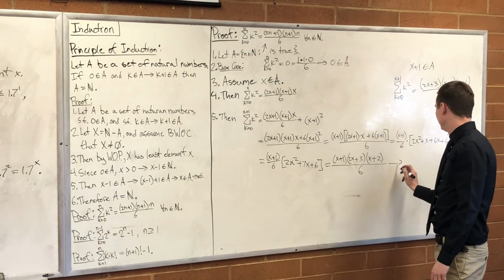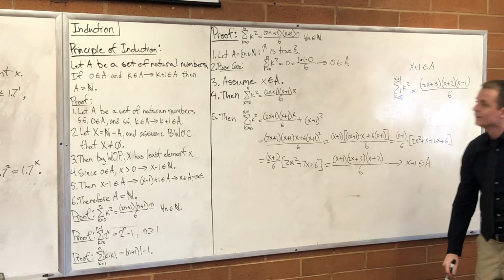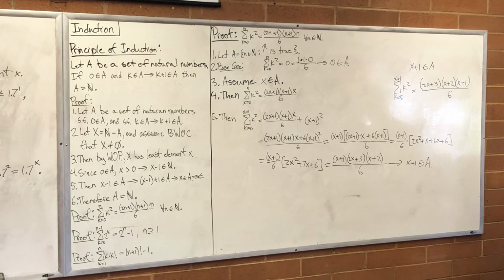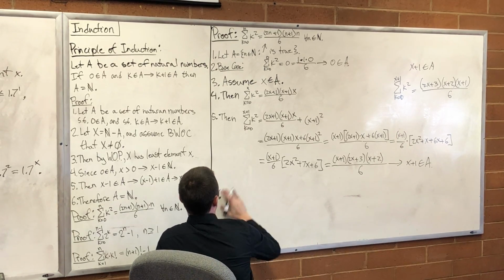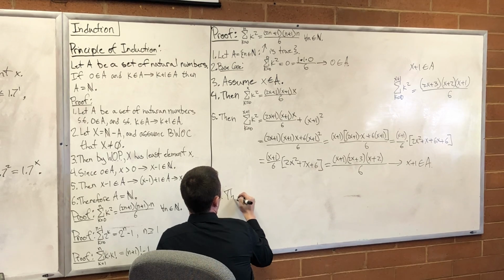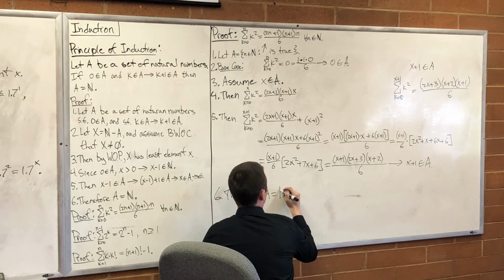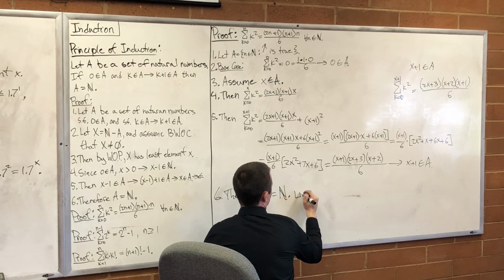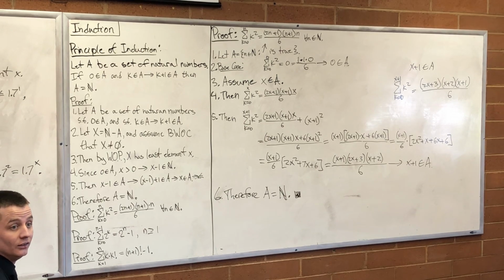So that gives us the statement for n equals k plus 1, and then that gives us a is equal to n. Therefore, a is equal to n. And we're done. The statement is true for all natural numbers. Doesn't get easier than that.